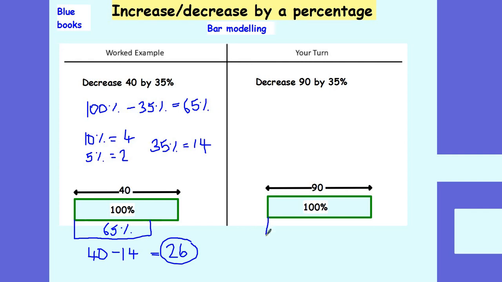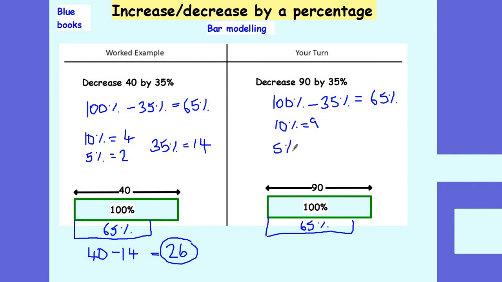Okay, I'm going to go through the answer. So again, we're decreasing by 35%, which leaves us with 65% left. 100% take away 35% gives us 65. I know that 10% is 9. I know that 5% is 4.5. So 35% is going to be 3 times 9, which is 27, plus the 5%, which will give me 31.5.